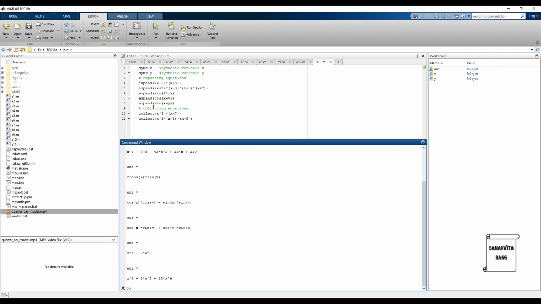And when you are using the collect function, you can see here, this is x raised to 4 minus 7x cubed. And when you multiply this x raised to 4 into these three terms, x raised to 4 into x minus 3 into x minus 5, you get this answer. So that's how you use two more commands, expand and collect, for expanding equations or writing formulas or using the collect option.